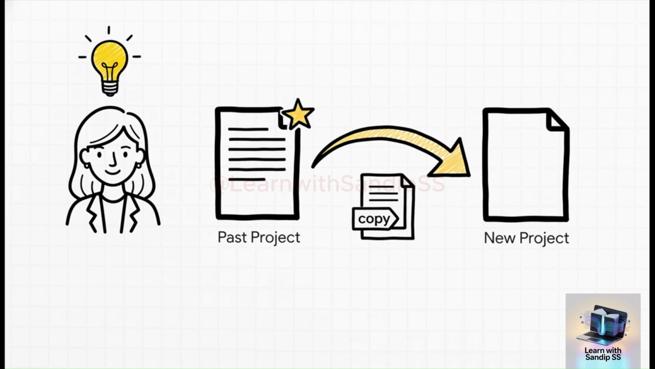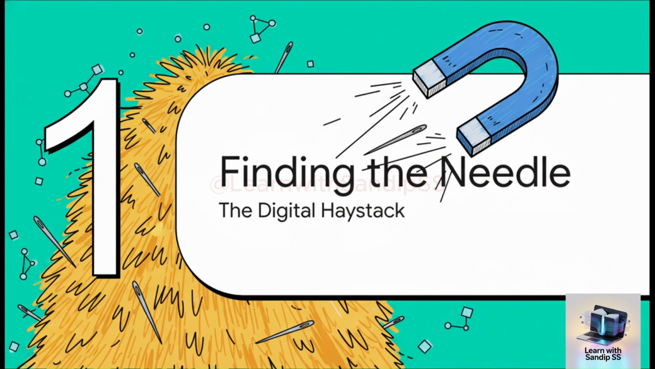So to make this all real, let's follow a character. Let's call her Monique. She's starting a brand new sourcing project, and she has this brilliant idea. Why start from scratch, right? She knows she can find a similar project from the past, copy it, and just tweak the details. It's a massive shortcut. But of course, that's only if she can actually find that original project. So yeah, Monique's challenge is basically like trying to find a needle in a digital haystack.